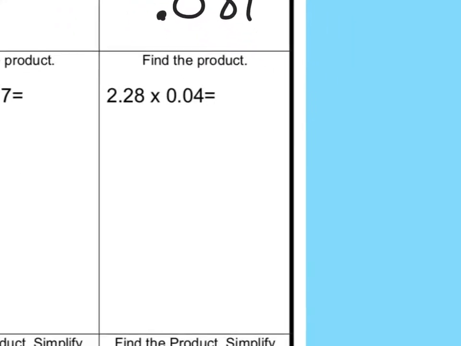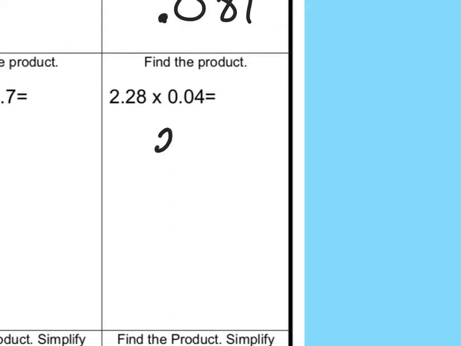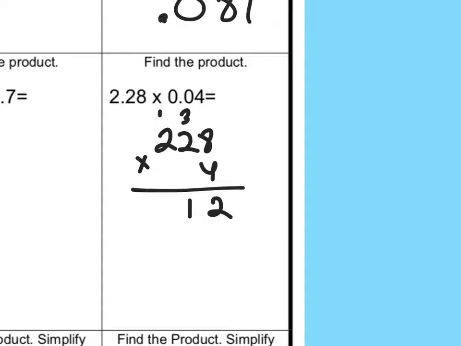For the next one, it says find the product. We're going to imagine it's 228 times 4. 8 times 4 is 32, carry the 3. 4 times 2 is 8, add 3 makes 11, carry the 1. 4 times 2 is 8, add 1 makes 9. And then we have, of course, 1, 2, 3, 4. So we have to add a 0 and then put the decimal right there. And that's going to be our answer.